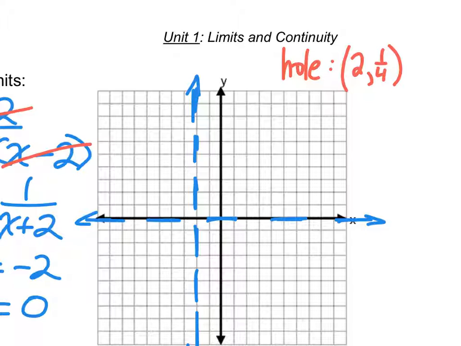So that's something else. 2 comma 1/4, I'll plot that. Draw a little line, or a line, geez. This is middle school, curve.